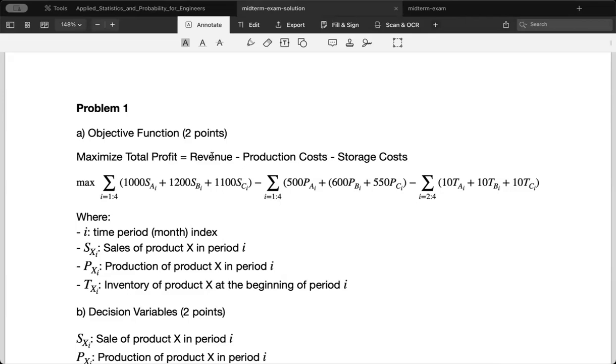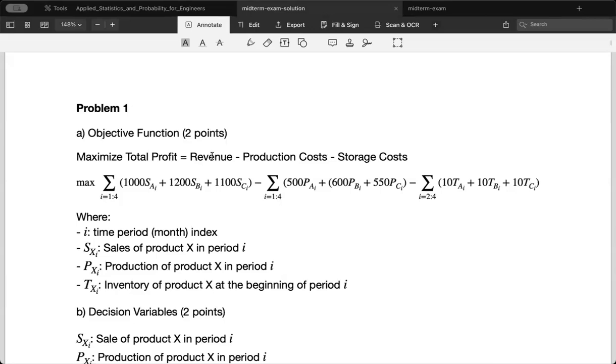This one depends on how you set up your variable. If you set up I as inventory of product X at the beginning of period i, then you don't need the first one, because at initial inventory, you don't have to pay anything, right?